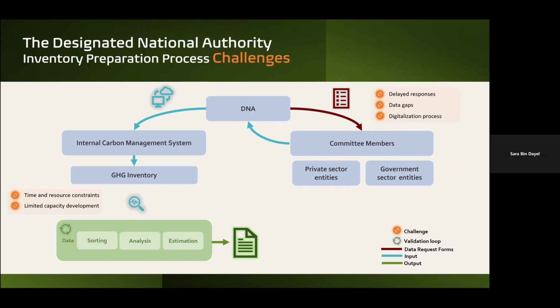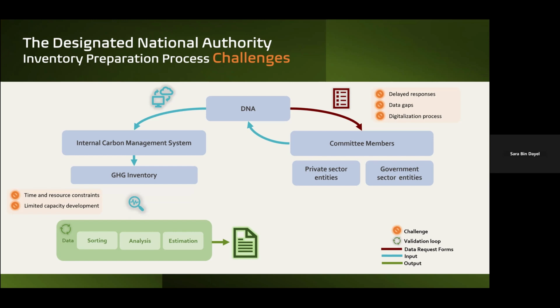Thank you, Nora. So as we continue to improve and refine our national inventory process, as Nora just mentioned, we do face a few key challenges that we are actively addressing. One of the primary challenges we face is data gaps. Despite having a clear system for data collection, certain sectors or entities may not have readily available or updated data, which can delay our reporting process.